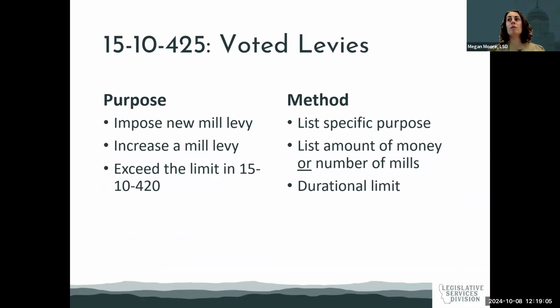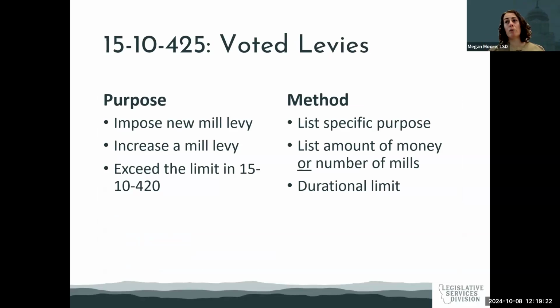The voted levies are authorized under 1510-425, and there are three purposes listed in that statute. The first is to impose a new mill levy. The second is to increase a mill levy. And the third is to exceed the limit in 1510-420.